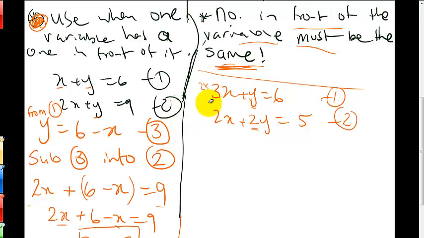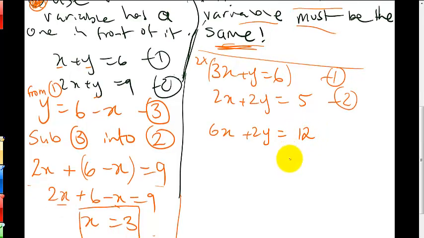Now, what do you want me to make the subject? The x or the y? You tell me first. Why? Okay. Well, y is the easier one. Right? Because that's already a 2. All I have to do is just times the top one by 2. Cool? So then I'll get this. I get 6x plus 2y is equal to 12.